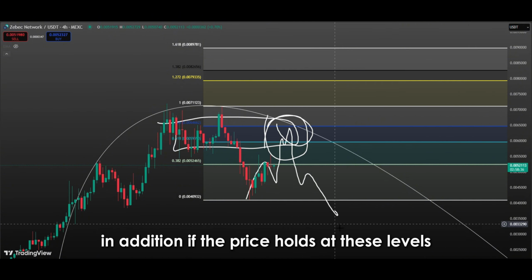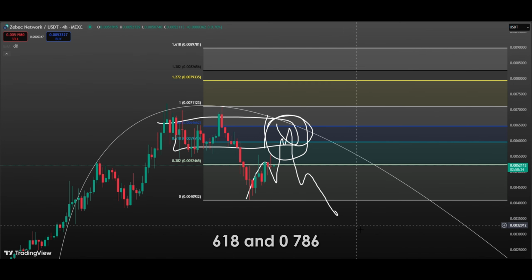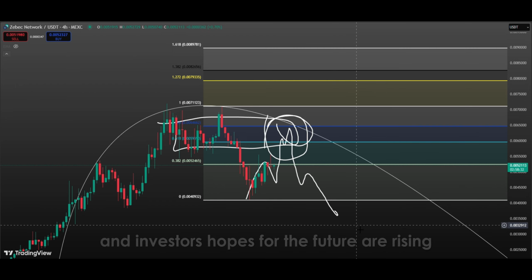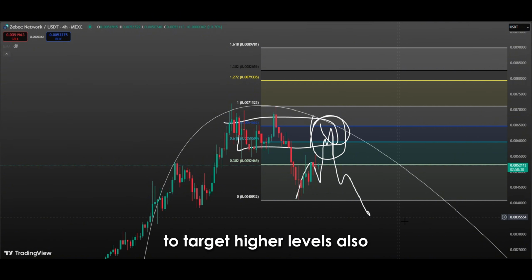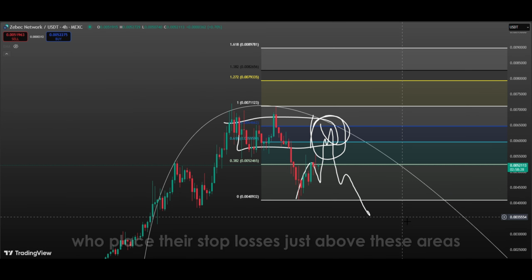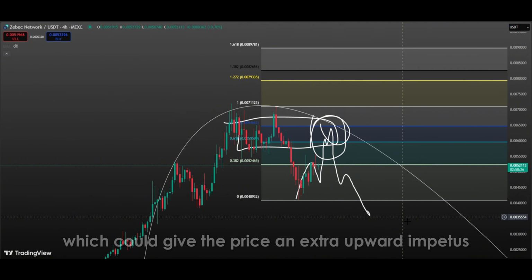In addition, if the price holds at these levels, that is, starts to make daily closes above 0,618 and 0,786, it shows that the buying appetite in the market is increasing, and investors' hopes for the future are rising. This is a very positive signal for the price to target higher levels. Also, with a break of these levels, short-term sell-side traders who place their stop losses just above these areas may be out of action, which could give the price an extra upward impetus.